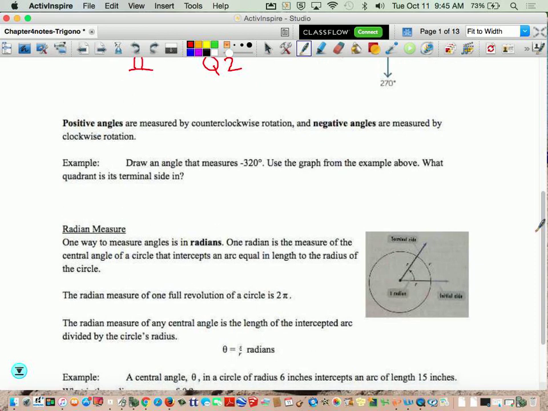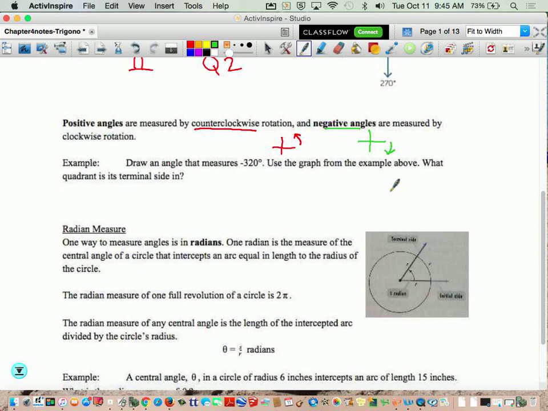Then, one of the things we talk about is positive angles and negative angles. Positive angles will be counterclockwise. So you'll start at the positive x-axis and go upward first. Whereas negative angles will start at the positive x-axis and go clockwise, just like the hands of a clock. So they'll move down from the positive x-axis.